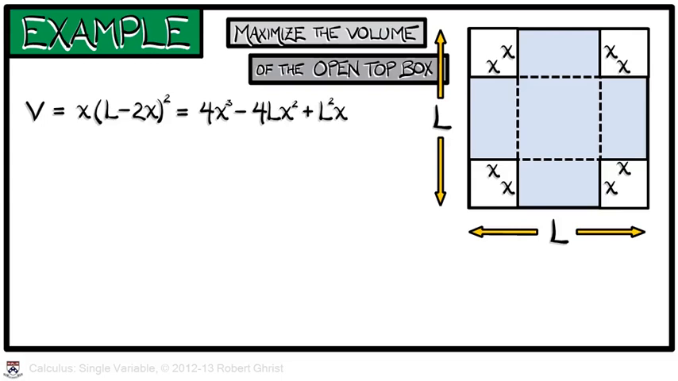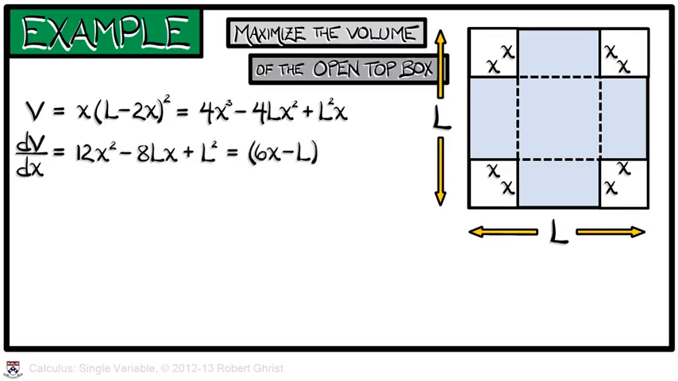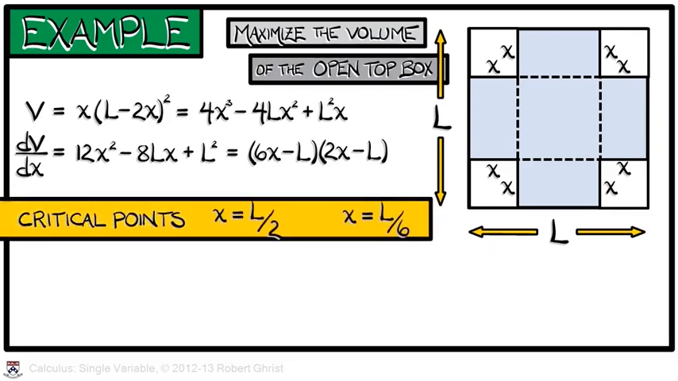Now remember, x is the variable and L is a constant, so that when we differentiate with respect to x, we get 12x squared minus 8Lx plus L squared. This factors nicely as (6x minus L) times (2x minus L). And we want to factor that because we're going to compute the critical points, setting that derivative equal to 0.